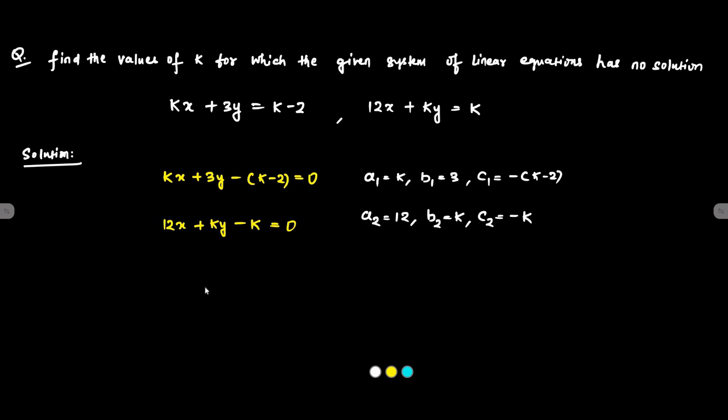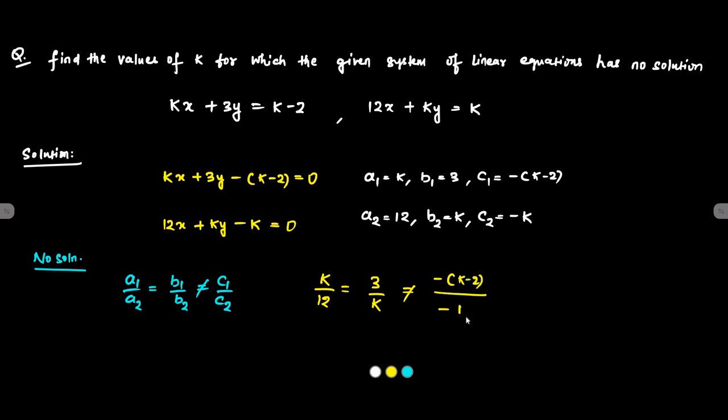Now the condition for no solution is a1 by a2 is equal to b1 by b2 is not equal to c1 by c2. This is the condition for no solution. So as per this condition, the ratio k by 12 should be equal to 3 by k but not equal to minus k minus 2 by minus k.